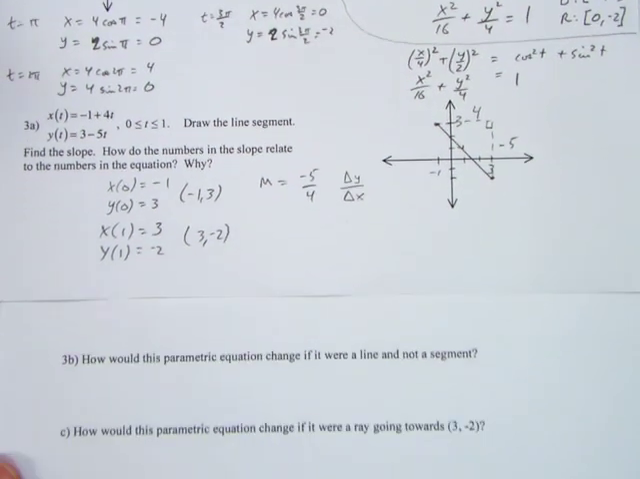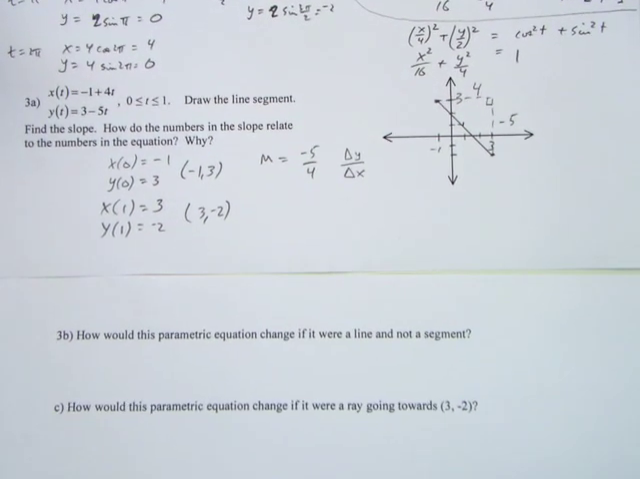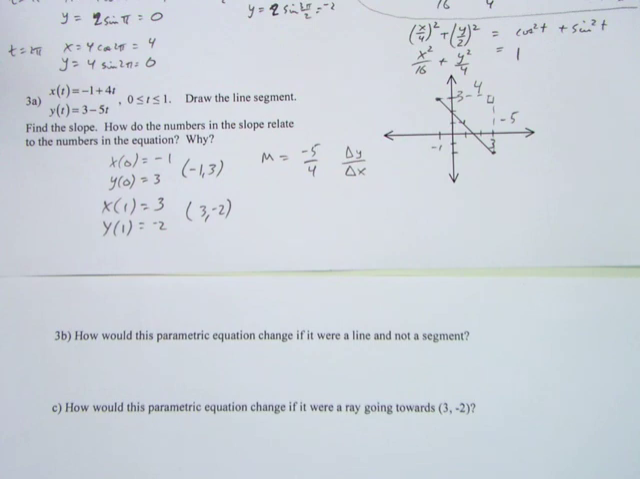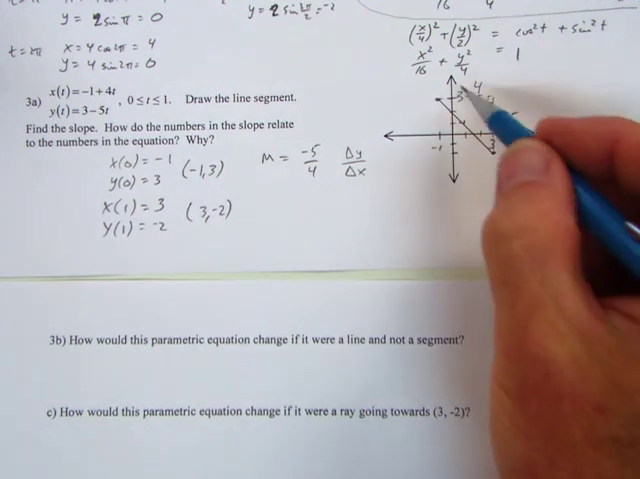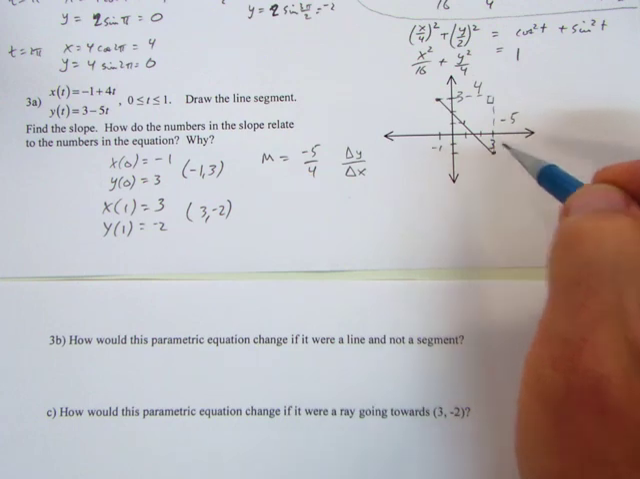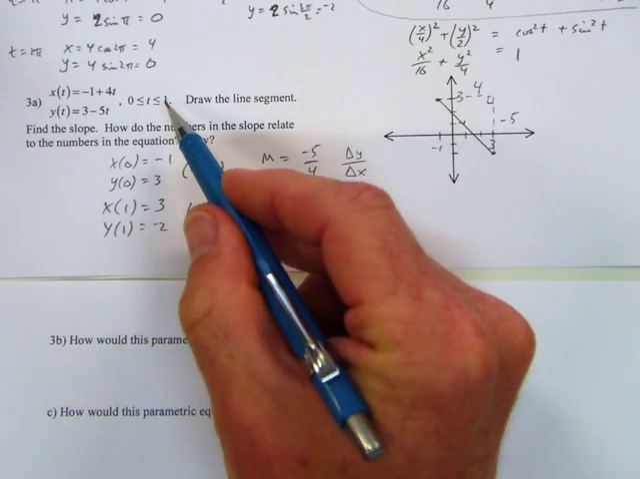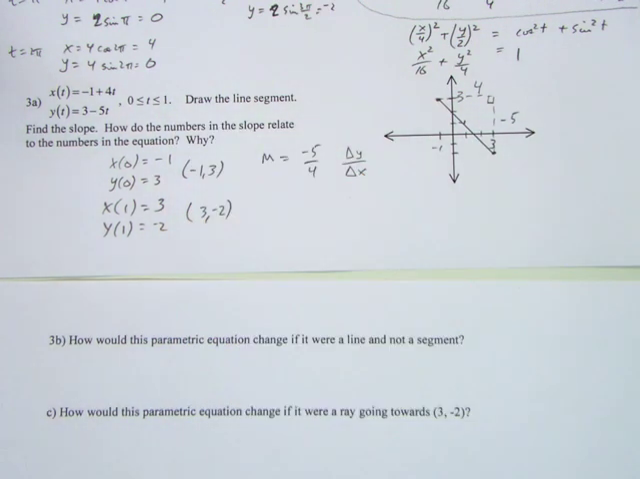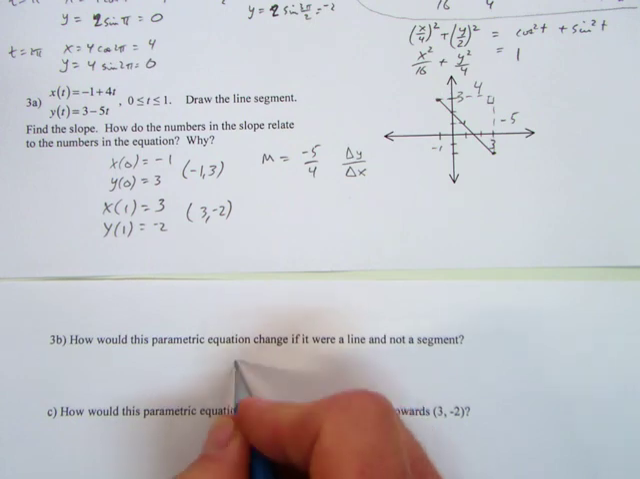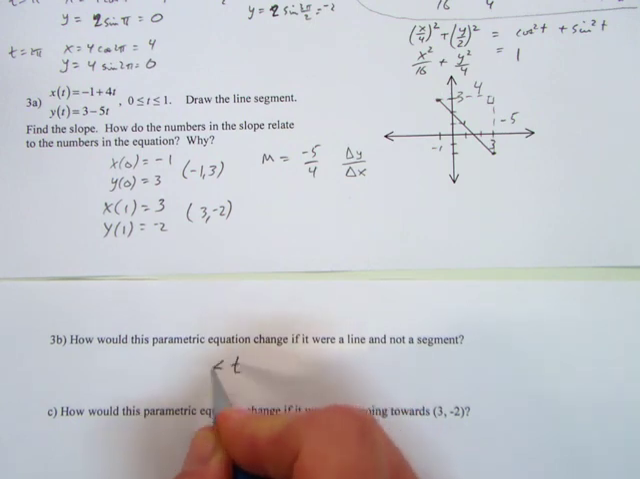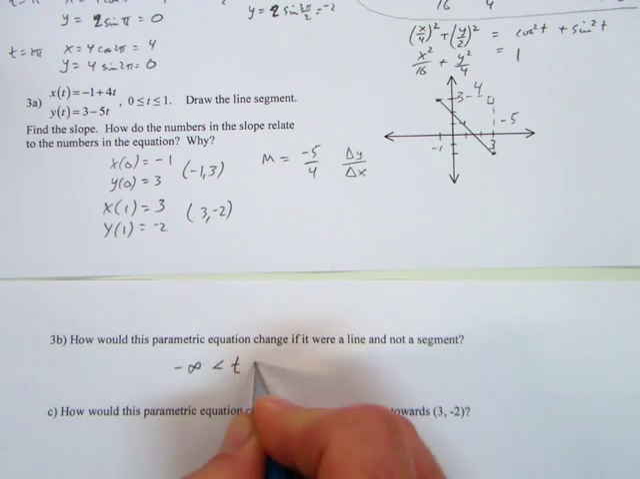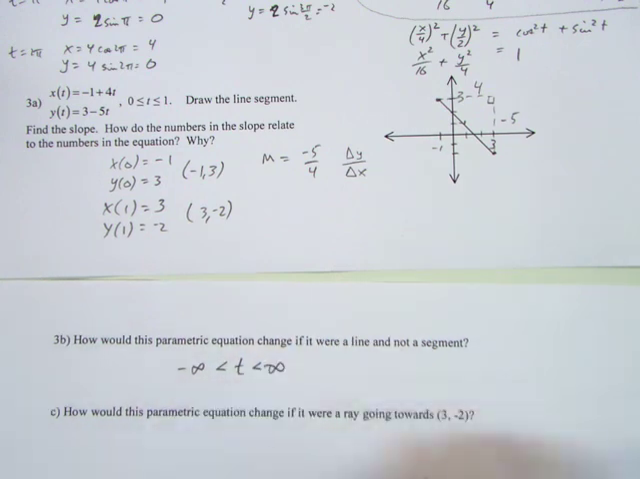Let's take a look at the next part. How would this parametric equation change if it were a line and not a line segment? What makes it the line segment? What gives it the start and stop? That's our values of t. So how would we change that in order to make it so it goes on forever? We would just need to change the values of t. If we want it to go forever, we want it to go from negative infinity to infinity.